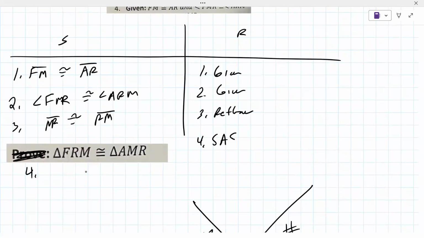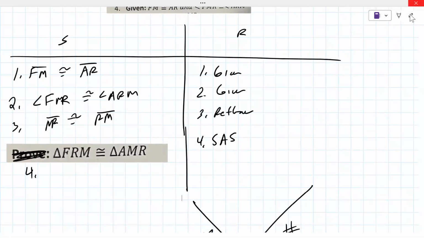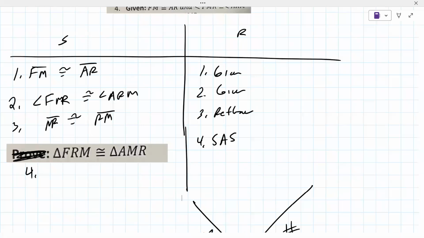And the reason is side, angle, side. And then if you wanted to, you could prove any other sides or angles are congruent. But that is everything for this proof. See, there's no set number of steps. It depends on what it is.